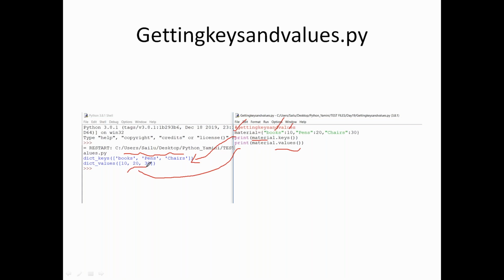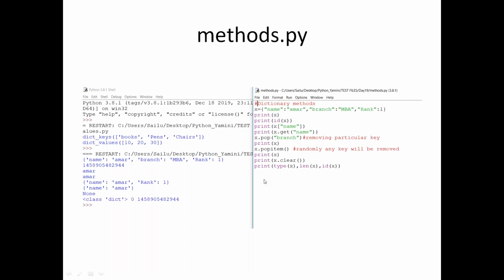So from this list, can't I get the sum? Can I get it or not? The total quantity, 10 plus 20 plus 30. From the list, can I get the sum? Required more practice.